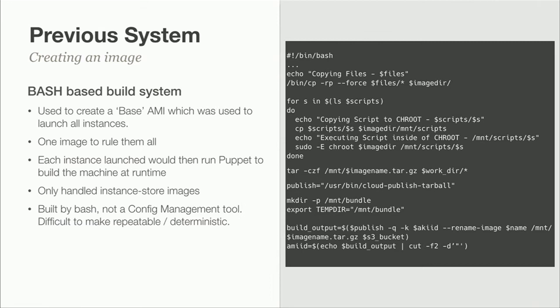The bash system, and I did put a little bit of the scripts out there, is very fragile. We used chroots to mount the images as loopbacks, then format them and get them ready to go. At the time, it only handled instance store based systems. Then EBS root volumes and Amazon started becoming more popular, and the scripts couldn't handle that.